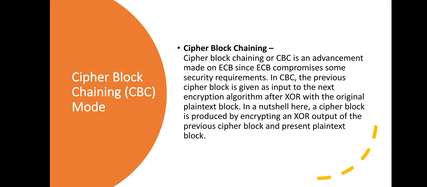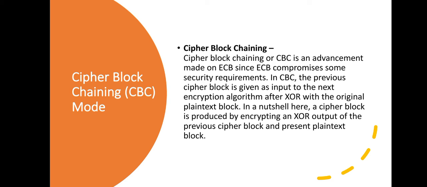So let's see the next mode, cipher block chaining (CBC mode). Cipher block chaining or CBC is an advancement mode. This is a better or more advanced mode than our previous mode, electronic codebook mode. Why? Since ECB compromises some security requirements. As we have seen, there is some compromise in ECB because there is a direct correspondence or association between the plain text and ciphertext.